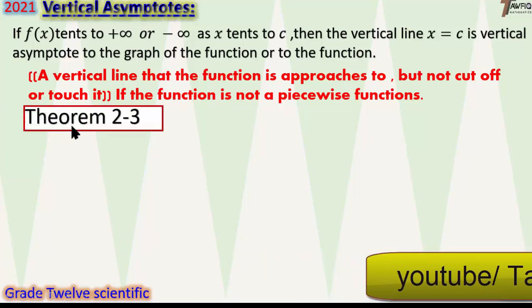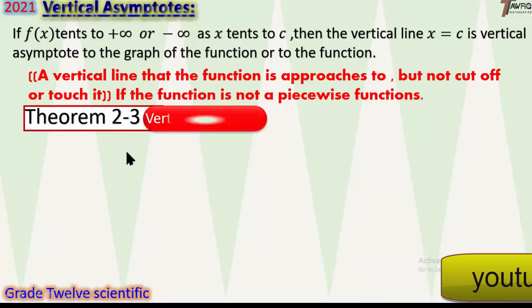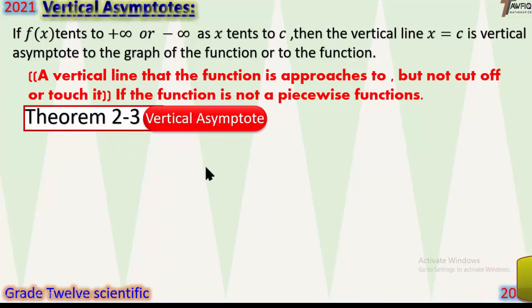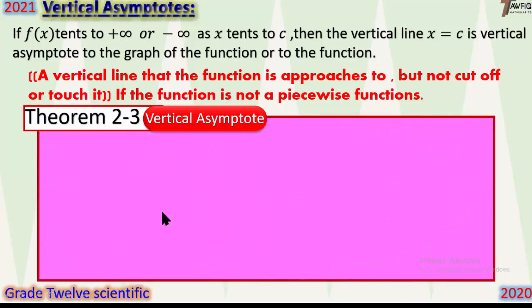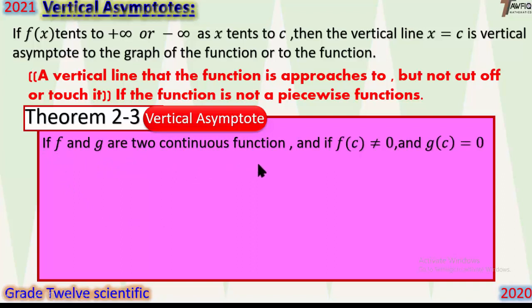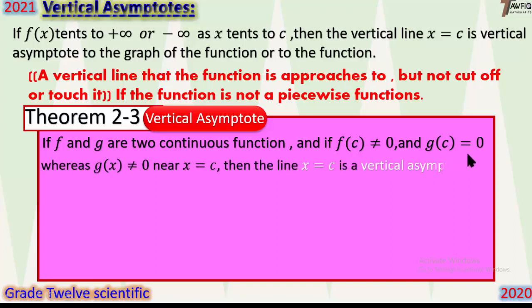Theorem 2.3, Vertical Asymptote. If f and g are two continuous functions, and if f(c) is not equal to 0 and g(c) equals 0, whereas g(x) is not equal to 0 near x equal to c, then the line x equal to c is a vertical asymptote to the function h(x) equal to f(x) over g(x).